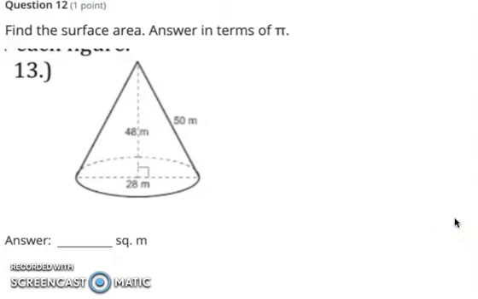Okay, part 2 of the video, here we go. So number 12 is the last surface area one for this part.